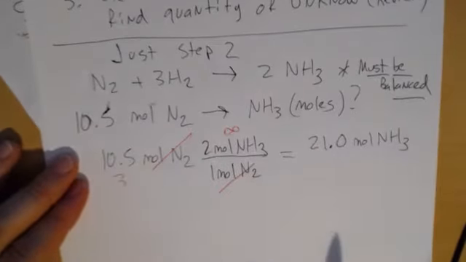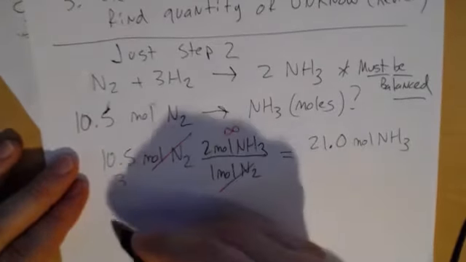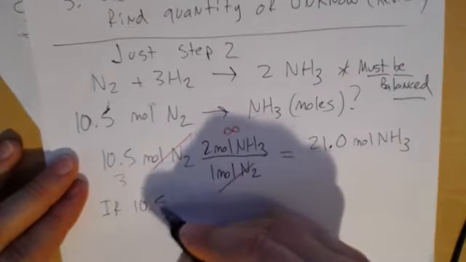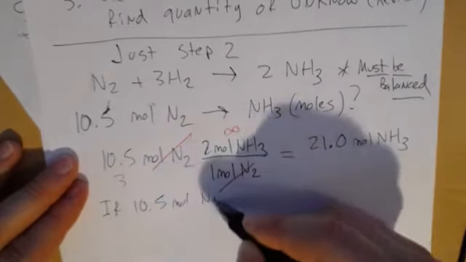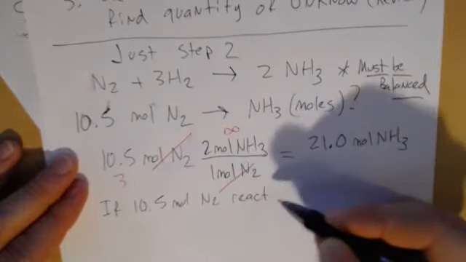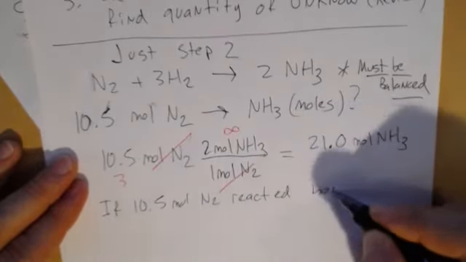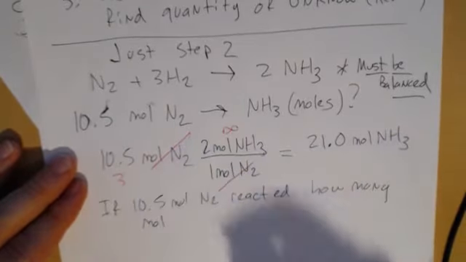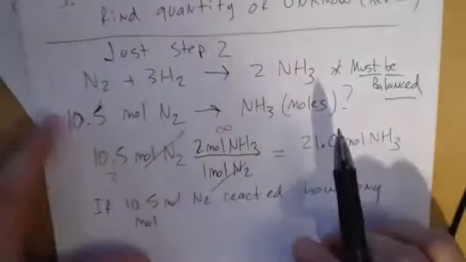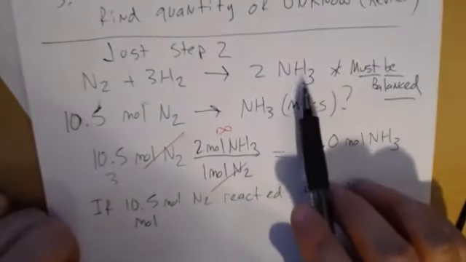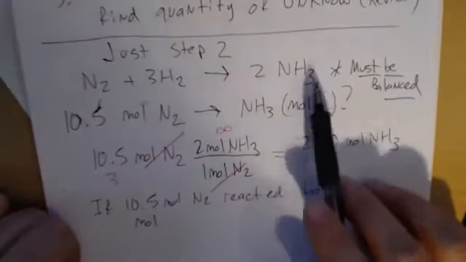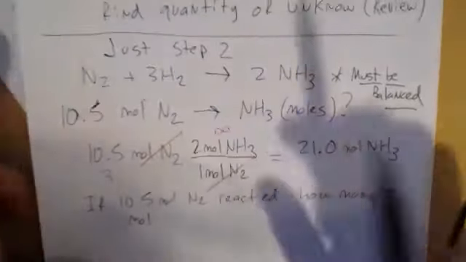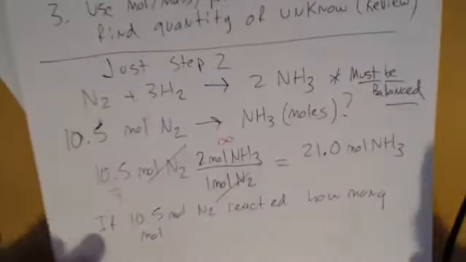Okay, let's do one more. By the way, the known doesn't have to be a reactant. I could have given you an amount of a product. I could have said, if you have this much product, how much reactant will you need? You can go any which way in here. Maybe we should do one of those.